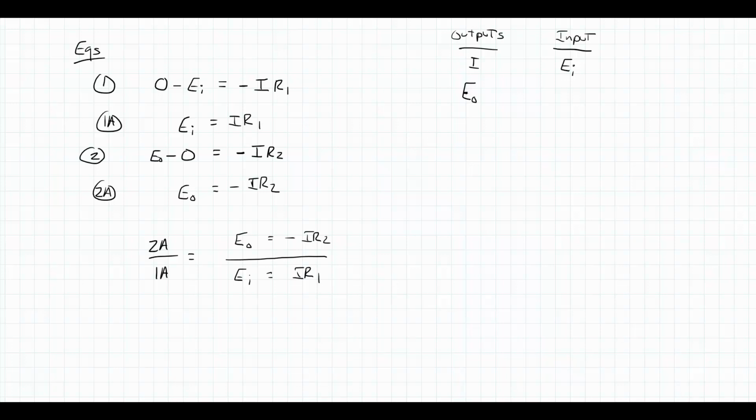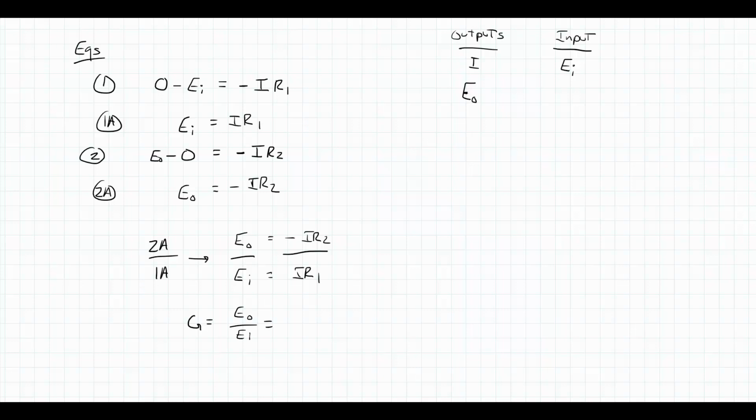Now, if I clean this up a little bit and rewrite this, I have this. So I divide the left-hand sides, I get Eout over EI. Divide the right-hand side, I get negative IR2 over IR1. The reason I did this, and the reason that by hand this is not too bad, is that this gives me the transfer function I wanted, Eout over EI, that is G.